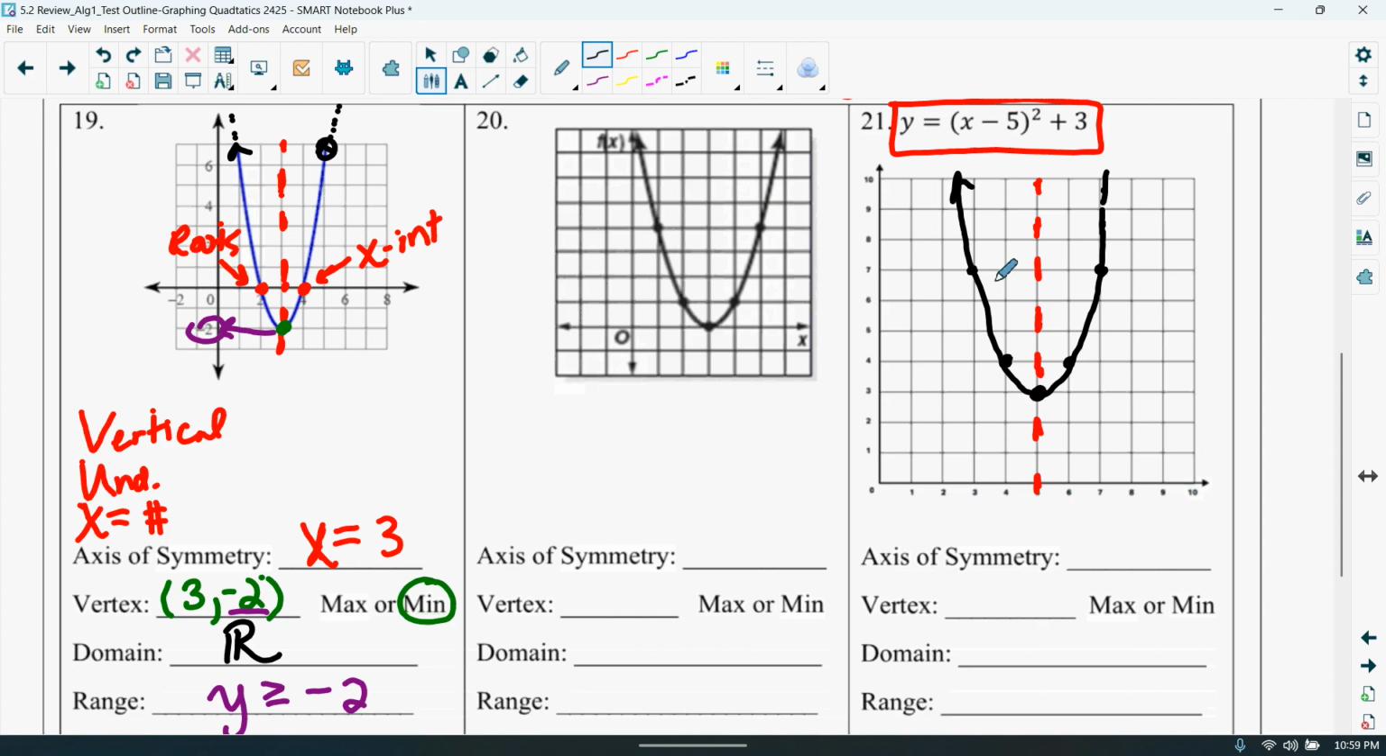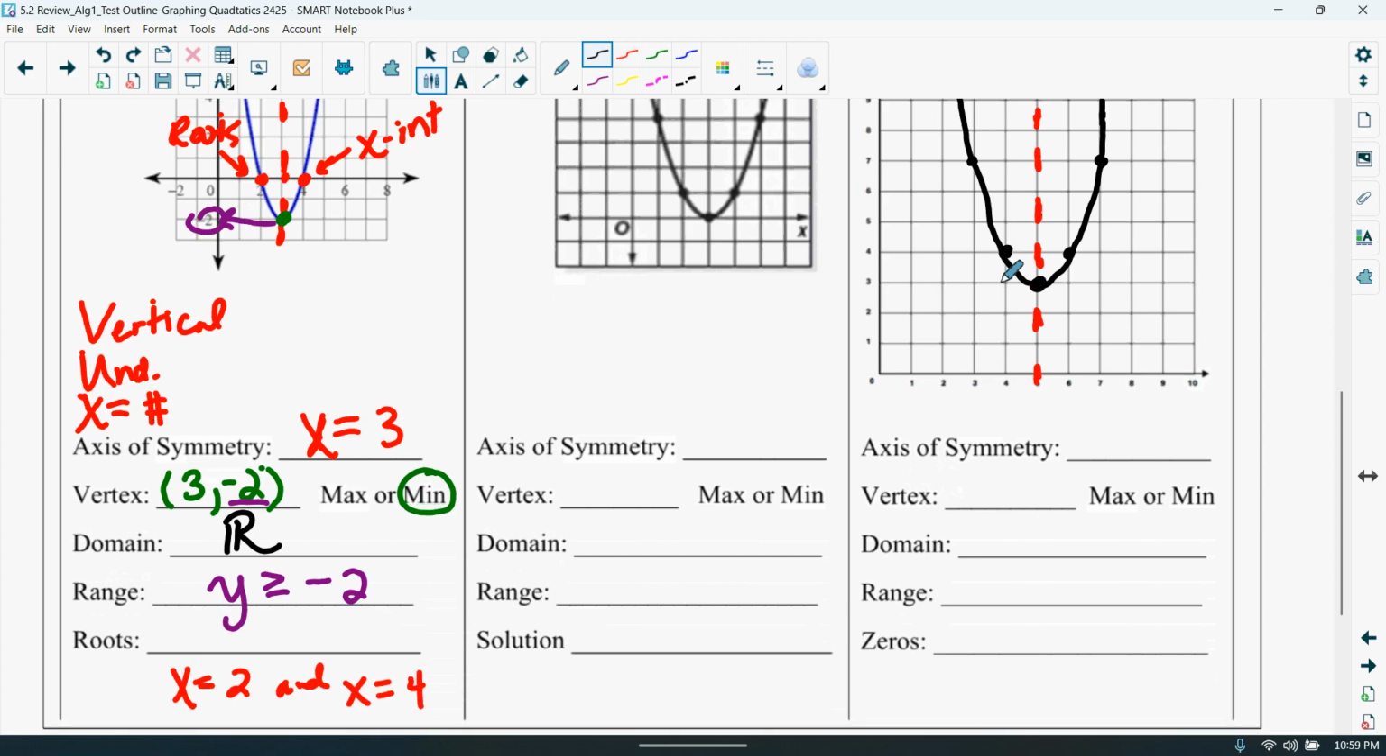We need to have the graph so we can answer our questions. Our axis of symmetry here is x equals 5. Our vertex was our 5, 3. Again, this had a minimum. Our domain is all real numbers. Our range, our graph is pointing up. So anything pointing up is greater than or equal to. So it's y is greater than or equal to. What is the minimum y value? Look at your y coordinate, or you can look across on the y-axis. It's greater than or equal to 3.